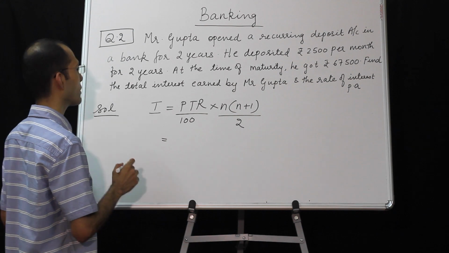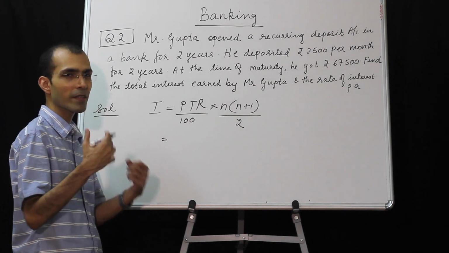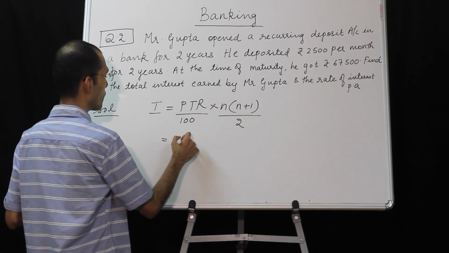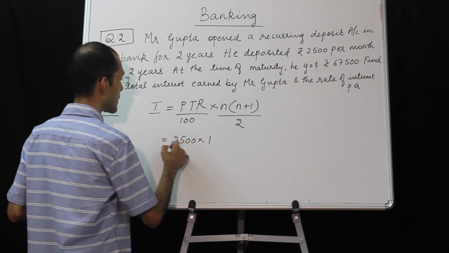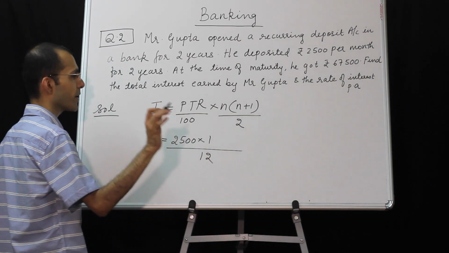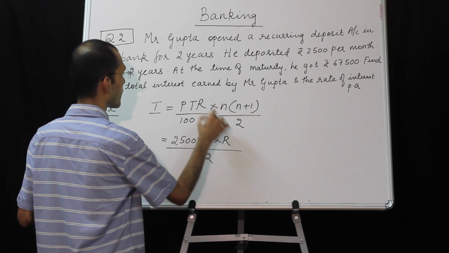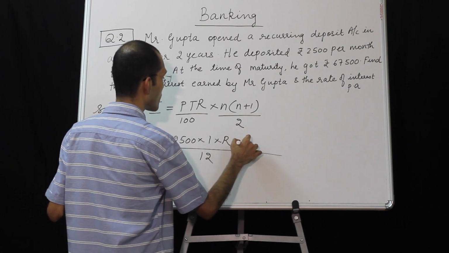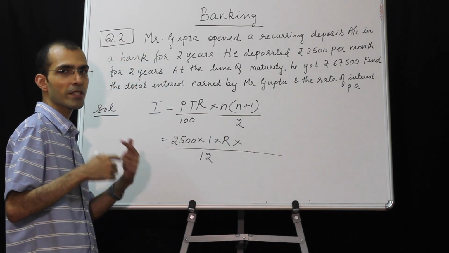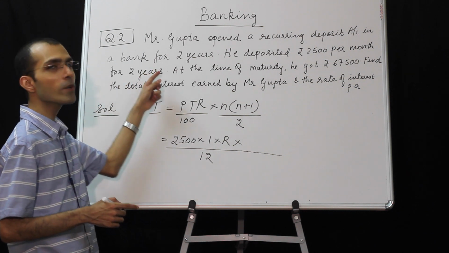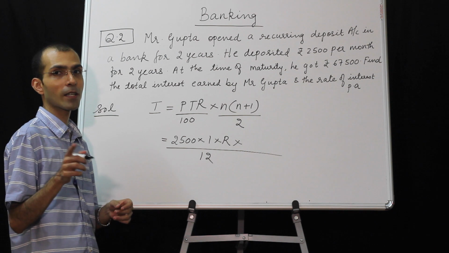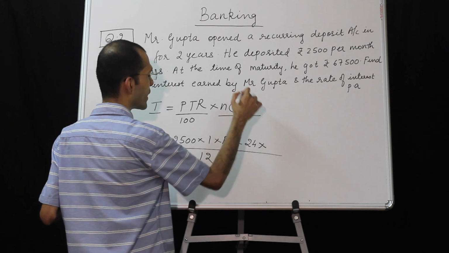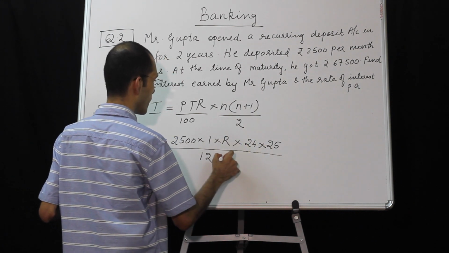P is how much? P is the monthly installment, what he deposits in the bank every month. That is, he deposited 2,500 per month. So 2500. T is 1 upon 12 always. R is a rate of interest which we do not know. So let it be R into N. N is the number of months for which he deposits the money. So that is for 2 years. So N won't be 2. N stands for number of months. So that would be 24. So into 24 into N plus 1, that is 25.